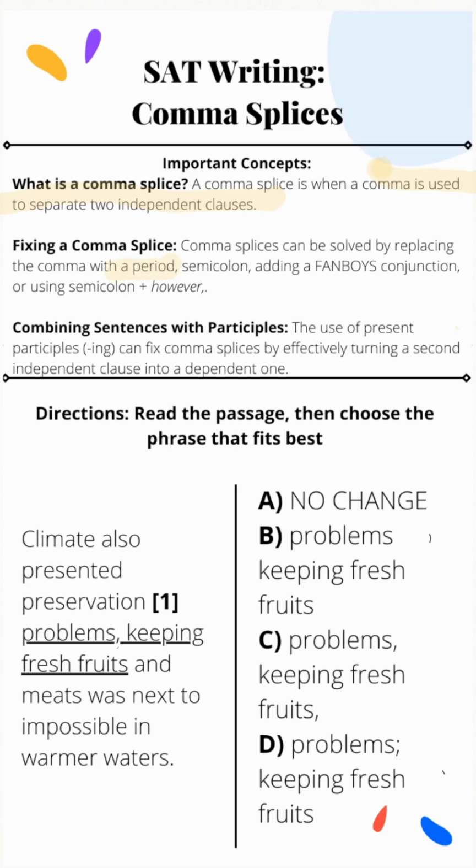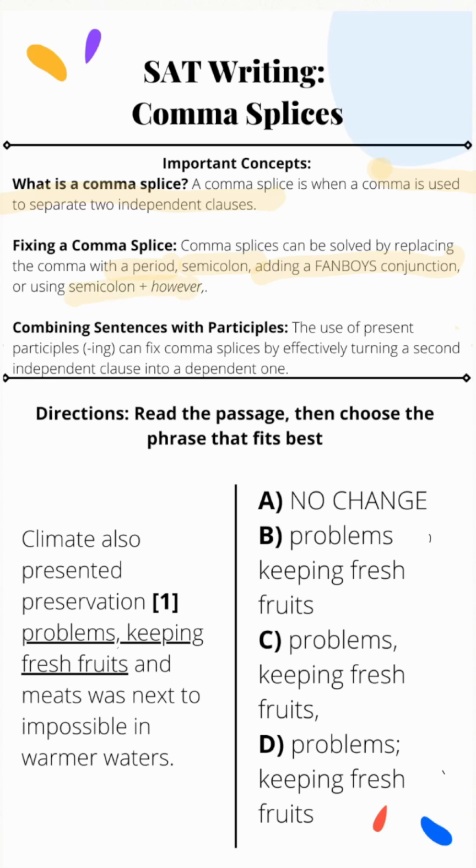Now, we can fix a comma splice by replacing the comma with a period and making two sentences, replacing it with a semicolon and having two interconnected independent clauses, or using our FANBOYS conjunction, so adding a comma at the end and using one of our FANBOYS words to connect one independent clause to another. We can also do it with a semicolon and however, so replacing that comma with a semicolon and putting however, comma into that next independent clause would also work.